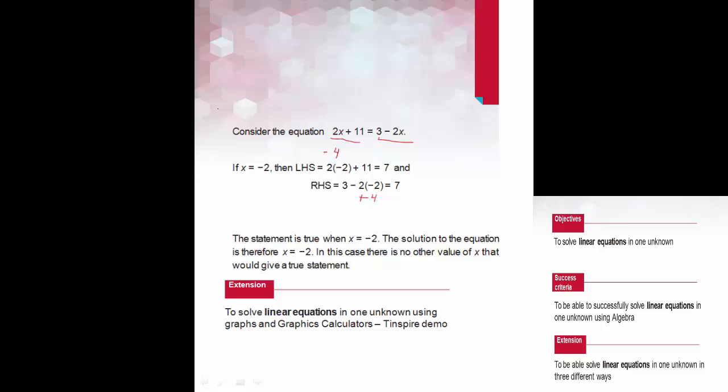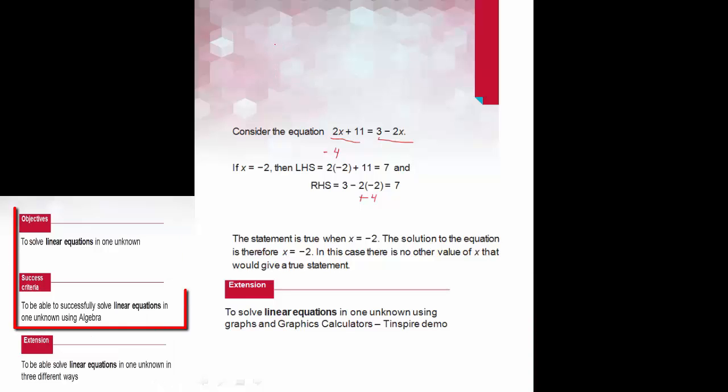Now the second method, and this is what we want to adopt, and from here on we'll be using, is algebra. So let's write the equation again. 2x plus 11 equals 3 minus 2x. Alright, what we need to do is to put the x's on one side and the constants on the other side. Now, there are two ways of doing this, and we'll do it both ways, and then as we go we'll just use one of the methods.